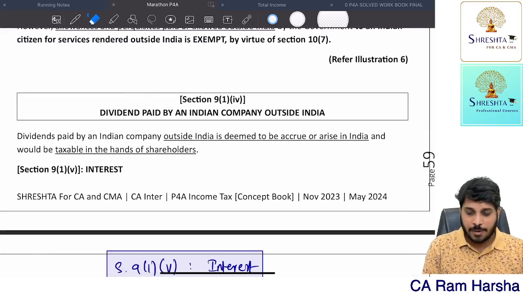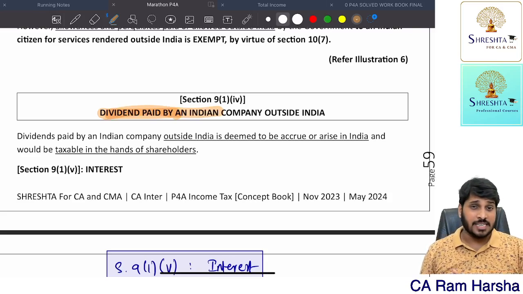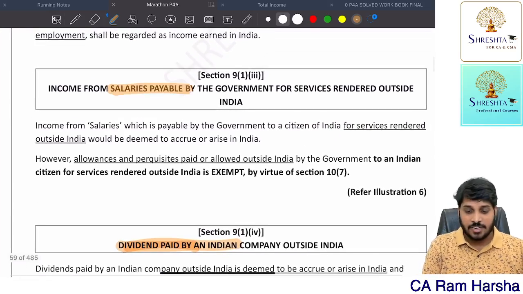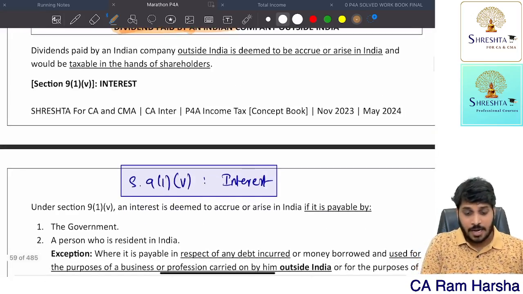Suppose any dividend is paid by an Indian company, you are a foreigner, dividend is paid by an Indian company. The source of income is in India. So it's income deemed to accrue or arise in India. If it is salary paid by government, though you are working outside, but salary is paid by the Indian government, the source of income is in India. Accrual is in India. Now interest income.